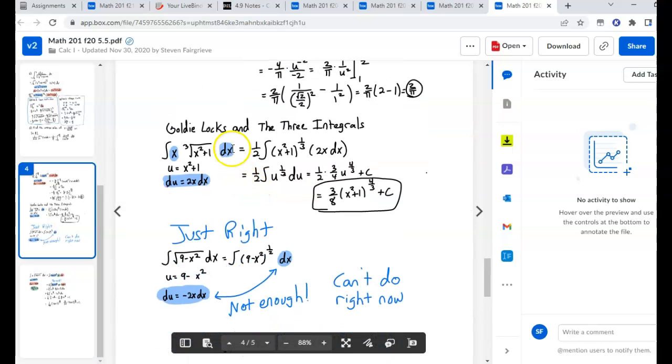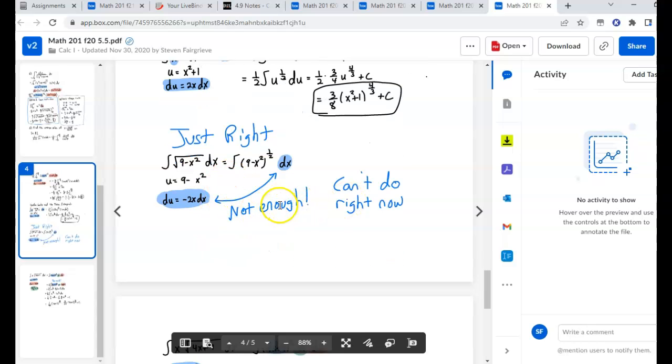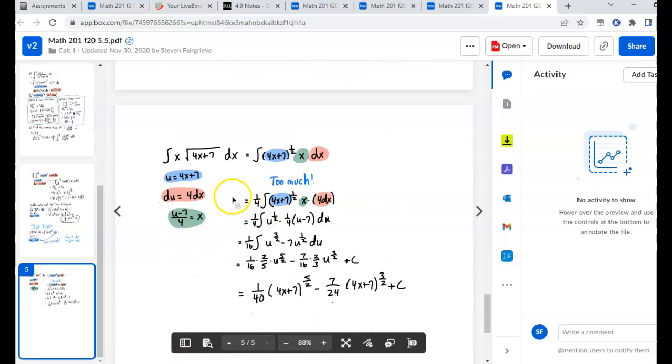Because it's Goldilocks. You have Baby Bear, you have Mama Bear, we can't do, it's too cold. Papa Bear, we have too much. It's too hot. We have more variable x left over than we need for the substitution. So what we can do there is solve for x in terms of u and make that substitution into our problem. That then gives us an integral in u that we can work out. Often that will require two separate integrals in u, and then we can substitute back in for x.